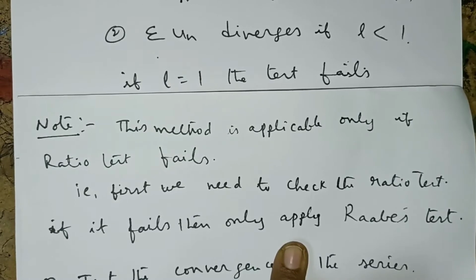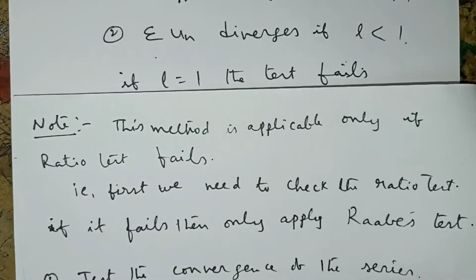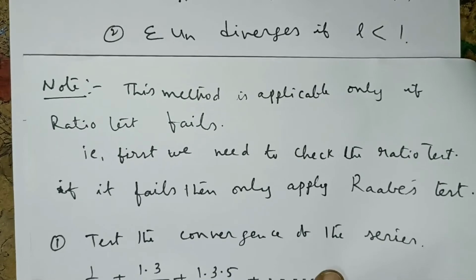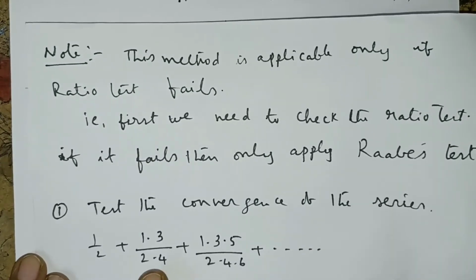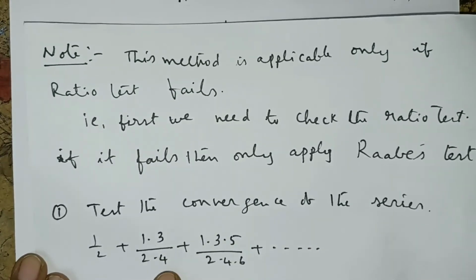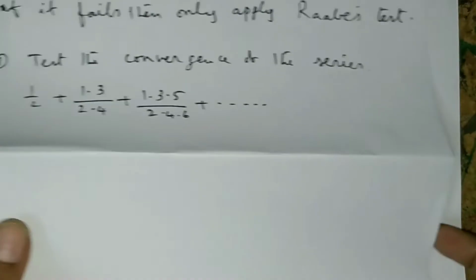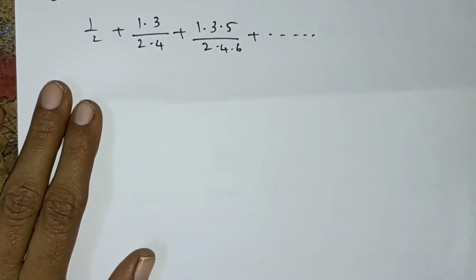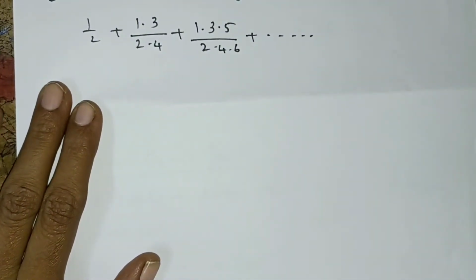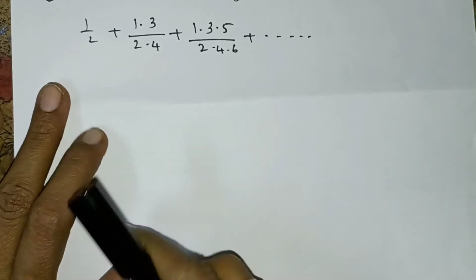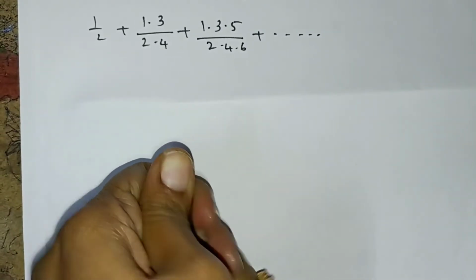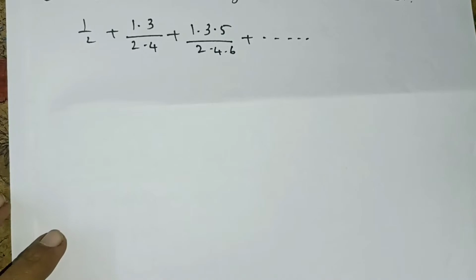Now we will see the first problem. Test the convergence of the series: 1 by 2 plus 1 into 3 by 2 into 4 plus 1 into 3 into 5 by 2 into 4 into 6 plus and so on. This is the given problem. We will solve this problem. First we will find the nth term.